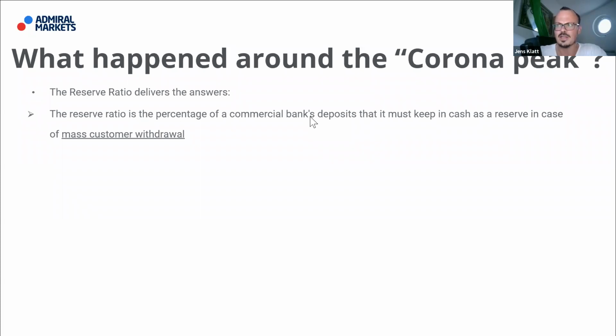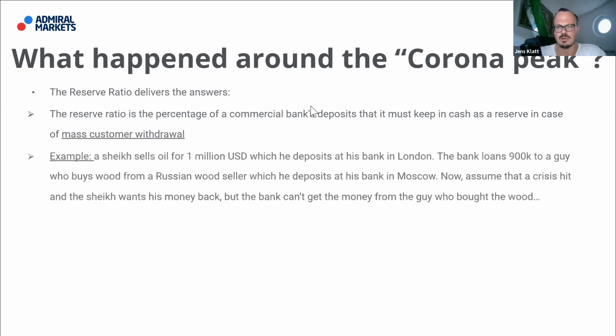So now let's have a look at an example to get an idea of the reserve ratio in this context. Let's imagine a sheikh, okay? And this sheikh sells, let's say, oil for $1 million US. Now he takes this 1 million USD he just received and deposits it at his bank in London. In case of a reserve ratio of, let's say, 1 to 10, they only have to keep 10% of this 1 million in the account, and then they can loan 900K to a guy who buys wood from a Russian wood seller, which the Russian wood seller then deposits at his bank in Moscow.